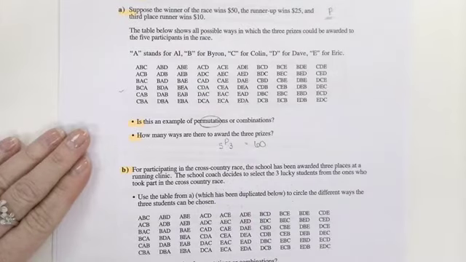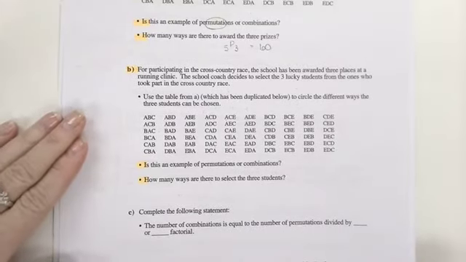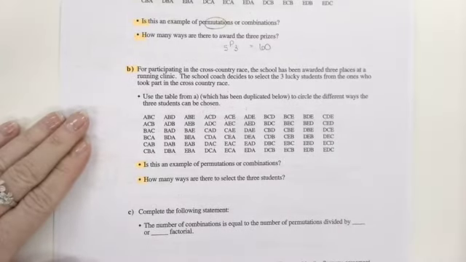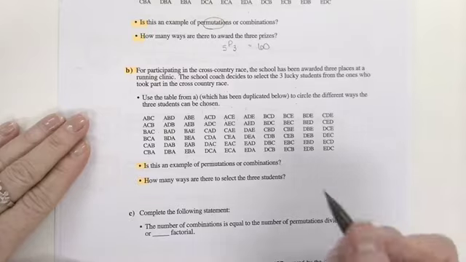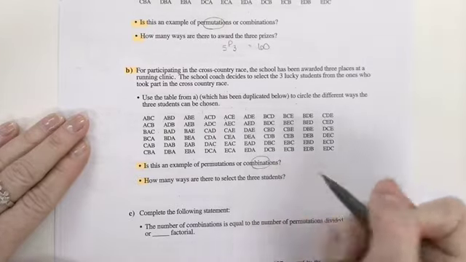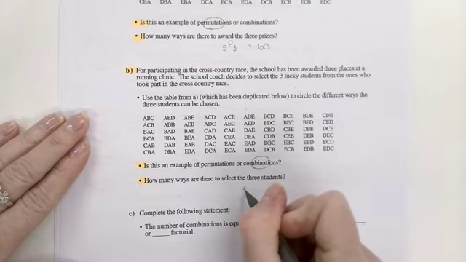B part, for participants in the cross-country race, the school has been awarded 3 places at a running clinic. The school coach decides to select the 3 lucky students from the ones who took part in the cross-country race. So again, you're using the exact same people, but now it's just a matter of taking 3 of them. We don't care who gets chosen first or last, just so that you get chosen and that you get to go to the running clinic. So in this case, this is an example of a combination where order doesn't matter, just so you get to go. And in this, you will do 5, choose 3.